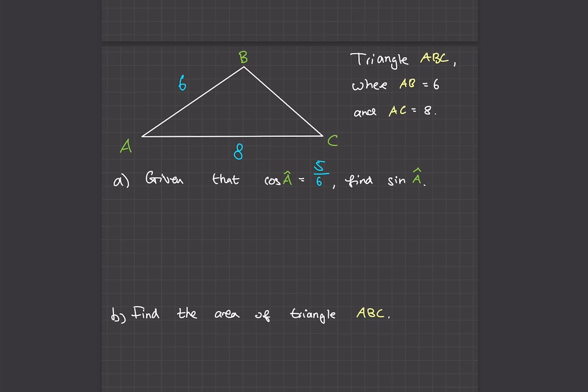So today we're going to be looking at this 5-mark IB AA paper 1 question. It's the first question in the exam, so it's probably going to be one of the easier ones, and it's not too bad. It's a bit of trigonometry.